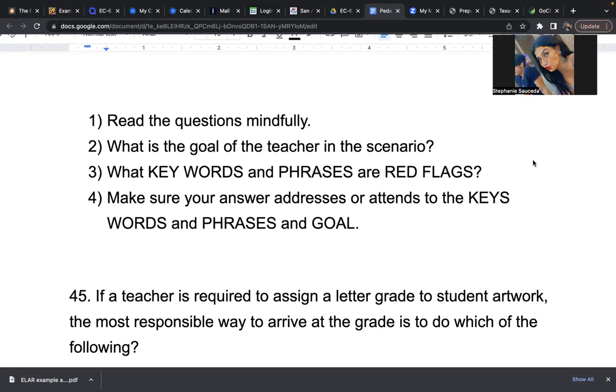Give each of them due process, and it's due process against your keywords and phrases and what the goal is. If it does not attend to the goal, address the goal, or changes the goal, it's wrong. If it does not jive or smoothly support keywords and phrases, then it can't be the right answer.